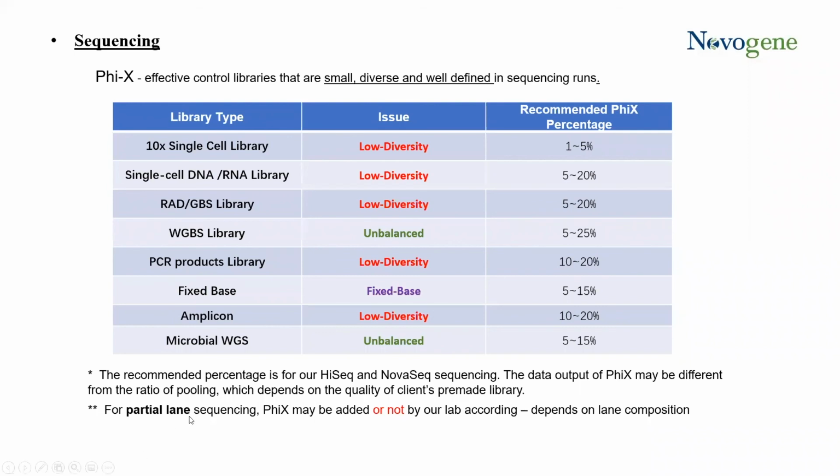For our partial lane service, phi-X is actually normally not a concern, right? Because we are loading your samples on a lane with other library types and other species. So the diversity and the balancedness of the libraries should be just great the way that they are. But if our lab does need to make accommodations, we will add phi-X, but that does not eat away at your total data output, given the qualities of your libraries after data QC, library QC.